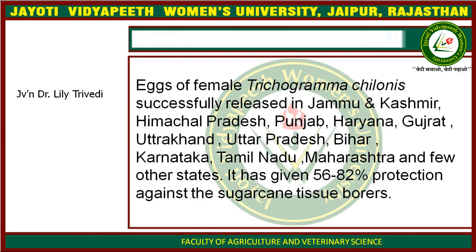The eggs of female Trichogramma chilonis, successfully released in Jammu Kashmir, Himachal Pradesh, Punjab, Haryana, Gujarat, Uttarakhand, Uttar Pradesh, Bihar, Karnataka, Tamil Nadu, Maharashtra and a few other states, have given 56 to 82% protection against the sugarcane stem borer.